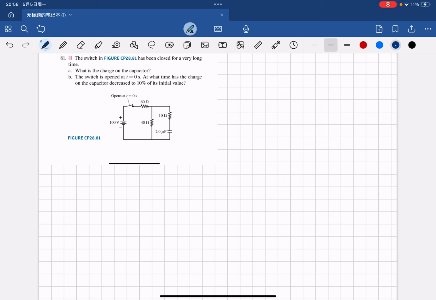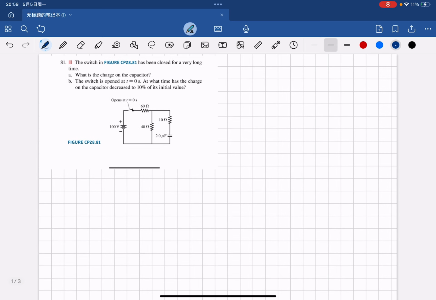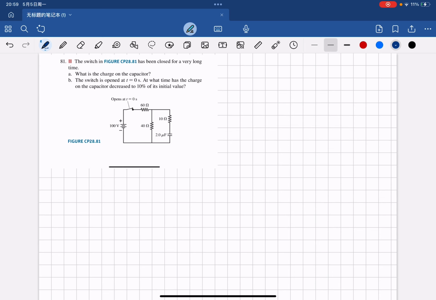First one is, what is the charge on the capacitor when the switch has been closed for a long time? And the second one is, how long does it take for the charge to decrease to 10% of its initial value after the switch opens at 0 seconds? So let's go step by step. In part A, we need to find Q. And in part B, we need to find t.